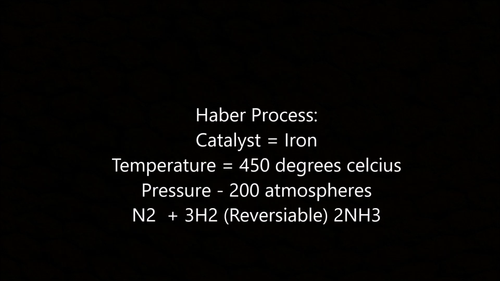So the Haber process is whenever a catalyst is used, and it will be iron. The temperature is usually about 450 degrees Celsius. The pressure is about 200 atmospheres, and then nitrogen plus hydrogen, N2 plus 3H2, the reversible sign, will give you ammonia, 2NH3.